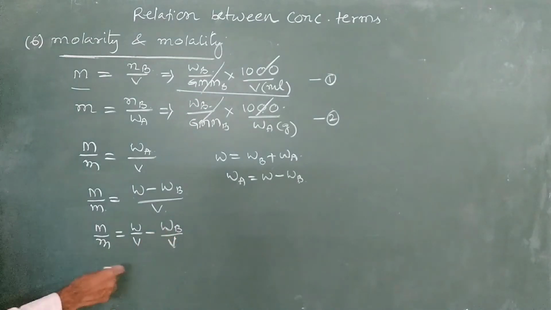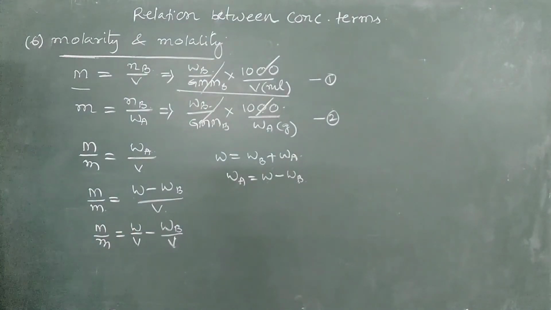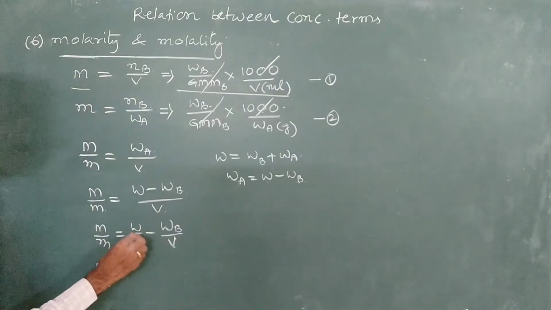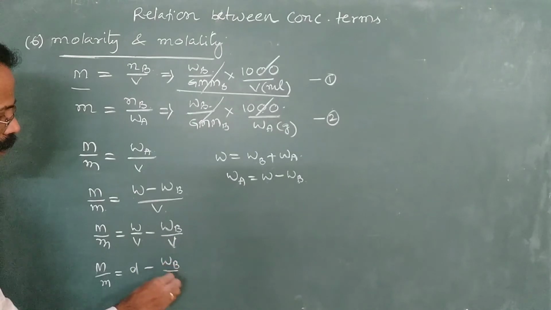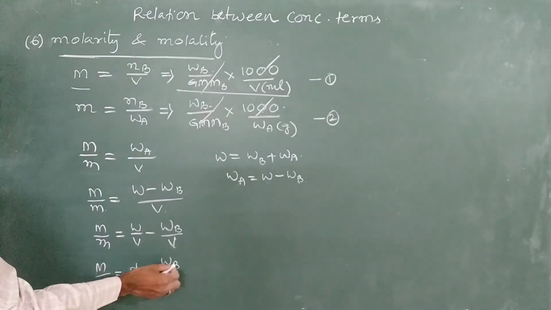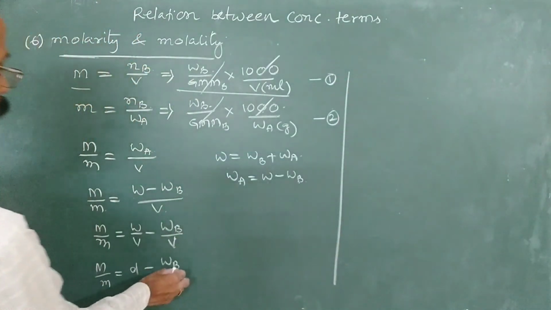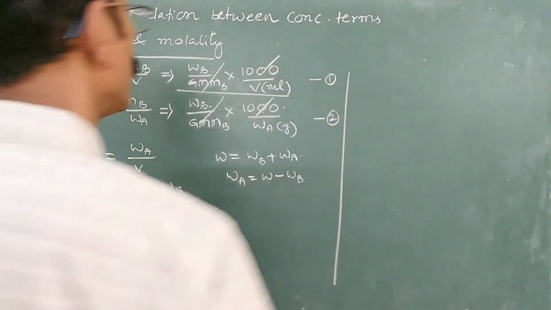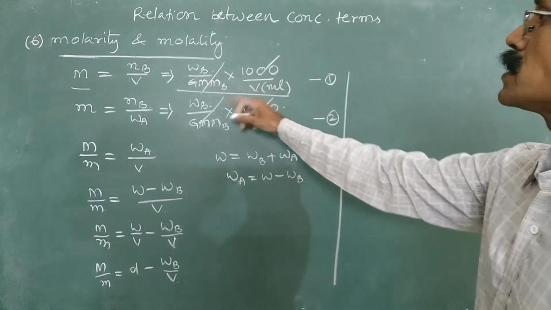WB by V. Okay. So here mass by volume is equal to density. So now molarity by molality is equal to density minus WB by V. Mass of solute divided by volume. So this term can be obtained from the first equation. Okay. So we'll get from here. Okay. So what is there? WB by V. Okay.